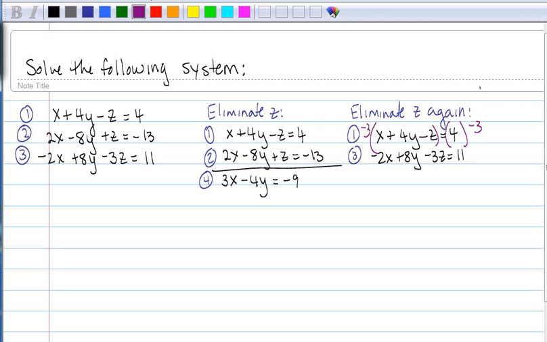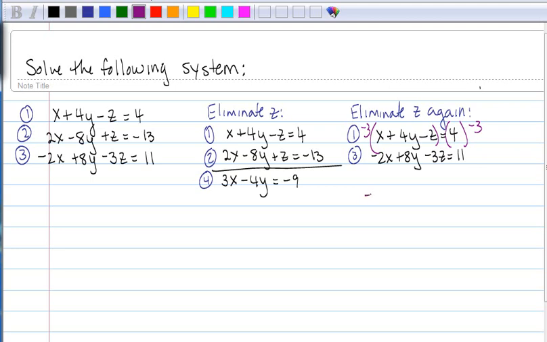Why am I choosing negative 3? I'm choosing negative 3 because I want to eliminate z, and if I multiply the top one by negative 3, then that coefficient of the z would be a plus 3. With the negative 3, it would go away. The z would be eliminated. If I'm going to multiply one side by negative 3, I need to multiply the other side by negative 3, so I do not change the equation. So let's go ahead and do that down here.